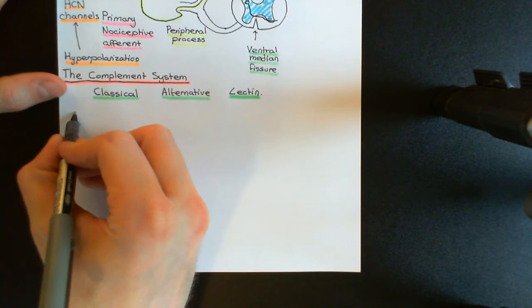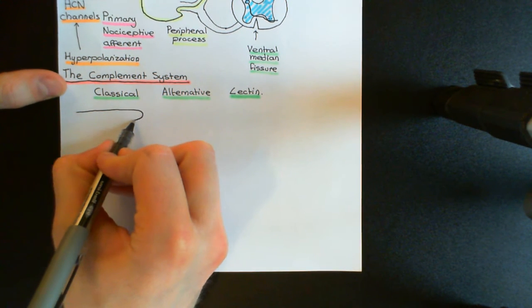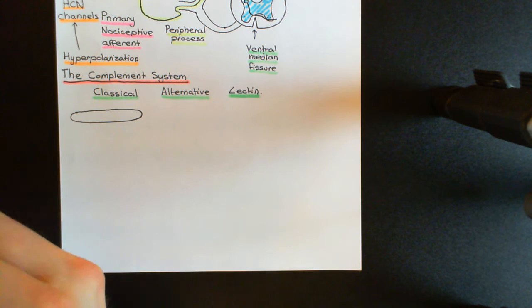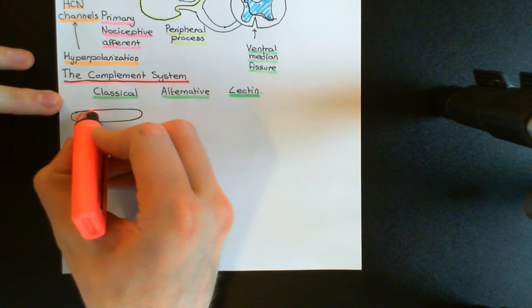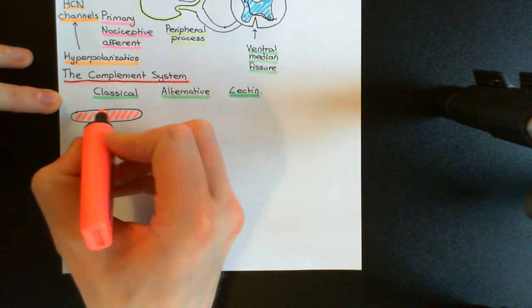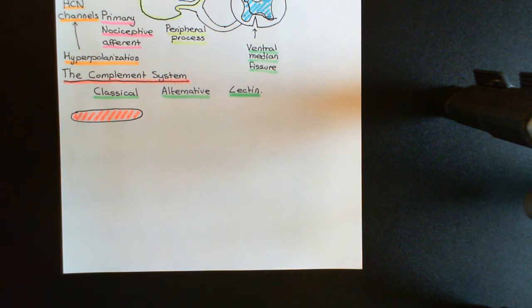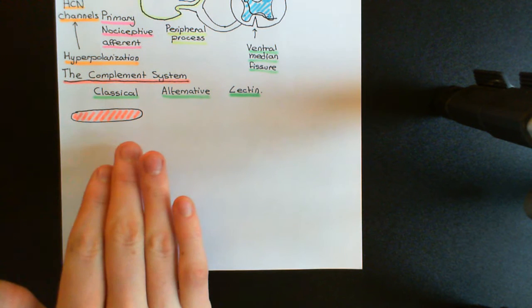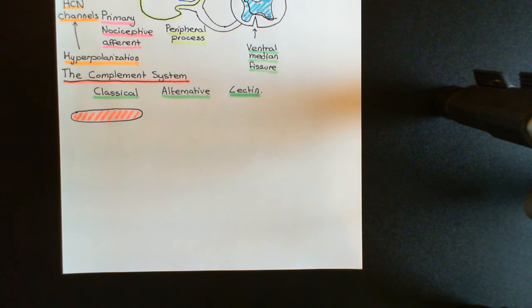Okay, so let's draw our little pathogen here. So let's say this is our pathogen, and let's say that in the fluid surrounding the pathogen we now have a huge number of these complement proteins that have come in with the inflammatory exudate. So here's our pathogen. So in the classical complement pathway, what has to happen is antibody molecules are going to bind to the pathogen. They're going to bind to molecules on the surface of the pathogen, and then the bound antibody molecules are then going to activate the complement system.